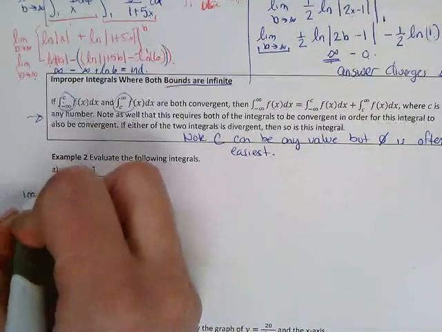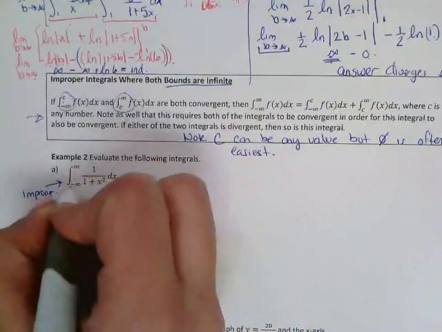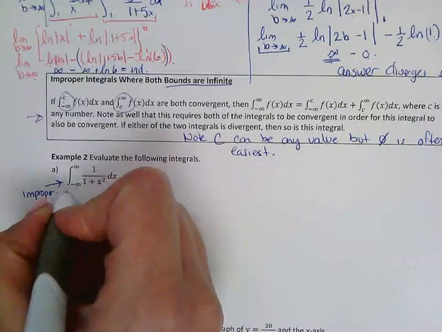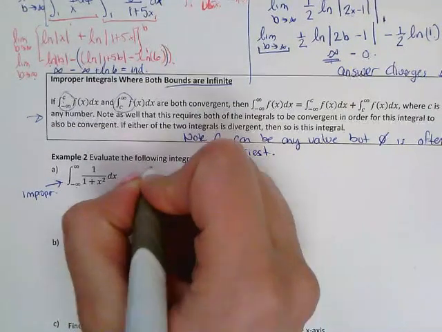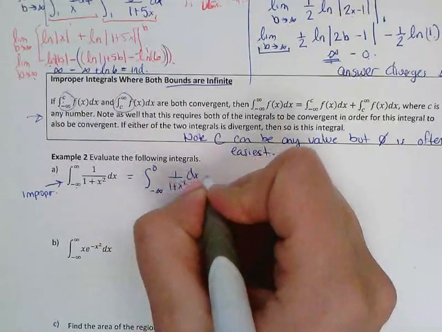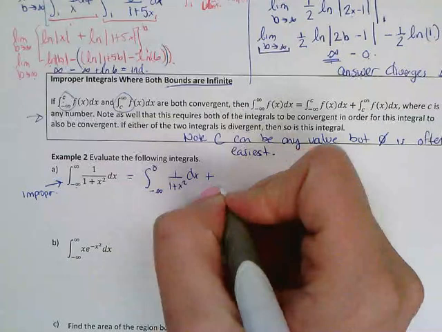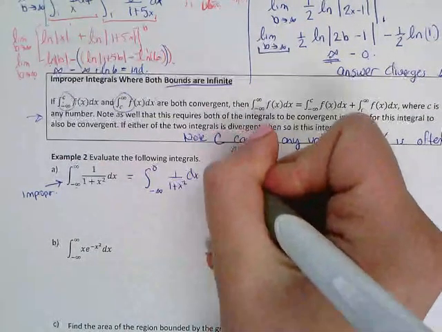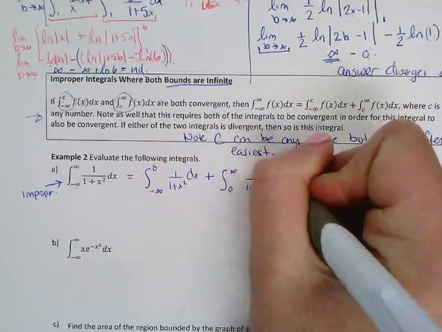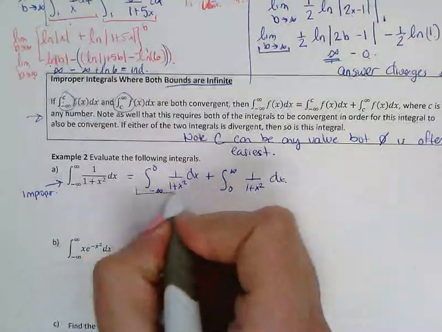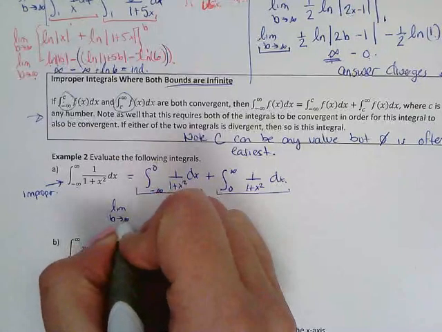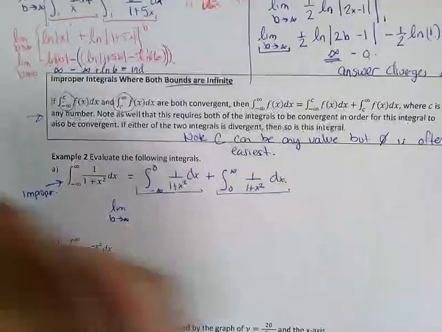So this is obviously improper. We can't take from negative infinity to infinity, so we have to break up this integral into two parts. And the first part is going to be from negative infinity to 0 of 1 over 1 plus x squared dx. And then the second part, we're going to add, because we have to get to infinity, is from 0 to infinity of 1 over 1 plus x squared dx. And now you're just going to treat these two individually. So the first part is going to be the limit as b approaches negative infinity. Sorry, that's supposed to be a negative.